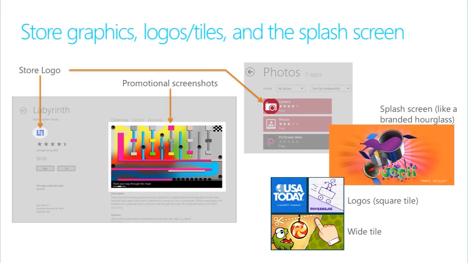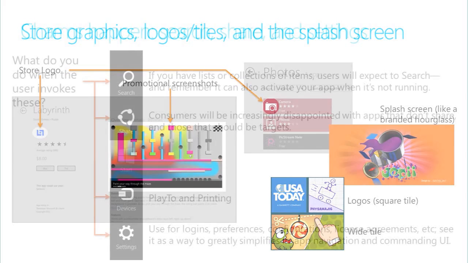And the moment a user taps a tile or otherwise activates your app, your splash screen appears for at least 3/4 of a second. I like to think of this as a branded hourglass, and through an extended splash screen, a page of your own that you display if you need more time for the app to get started, you can not only inform the user of loading progress, but also entertain and delight them.